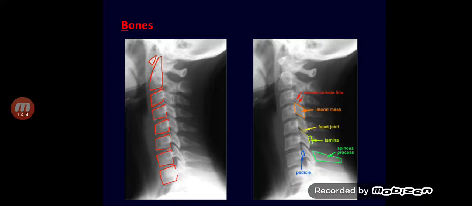Regarding the bones, the architecture and the bone build should be nicely built. So you have to draw the lines regarding all the bones. You have to see the bodies, the lateral masses, the spinous processes, the laminae. All of them have to show intact bone marks.